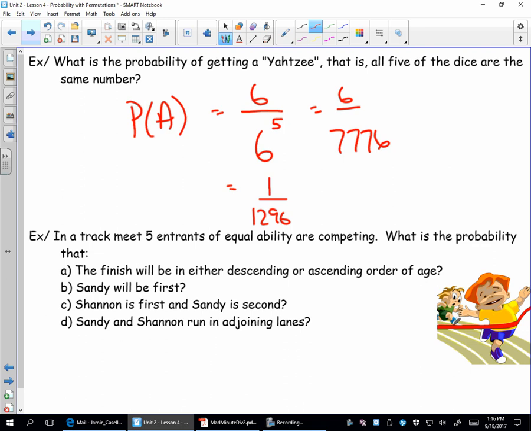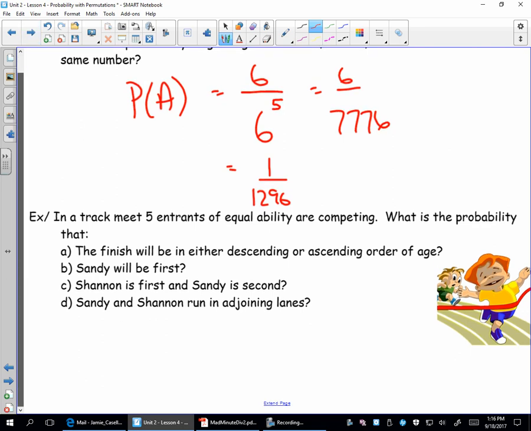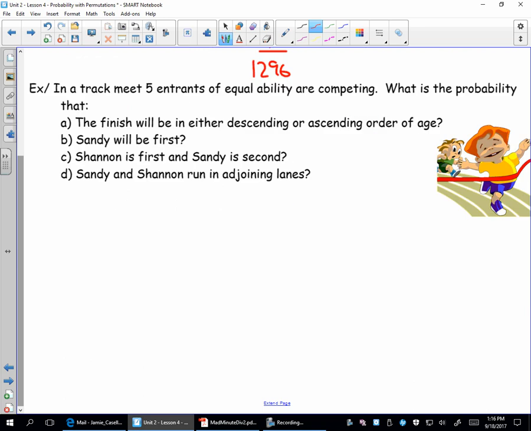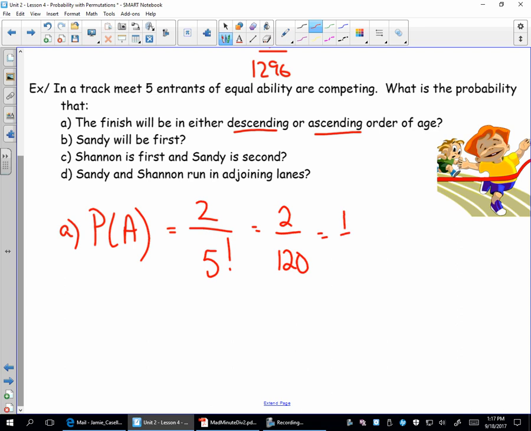Okay, these all take a little bit of practice. They're all kind of the same, but they're all kind of different from each other too. Let's take a look at the next one. In a track meet, we have 5 entrants of equal ability. What's the probability that the finish will either be in descending or ascending order of age? So we've seen something like this where we had descending and ascending before. We did descending at Starbucks. And we said there's one way to do that. Well, if we put in descending or ascending, now we have 2 choices. They're either smallest to largest or largest to smallest. And how many ways can we line up 5 people in a row? Well, we know that's a factorial. So we get 2 over 120, or if you want to, 1 over 60.